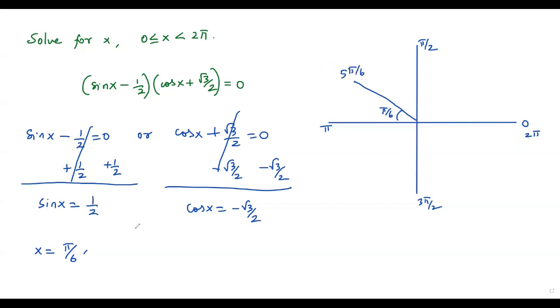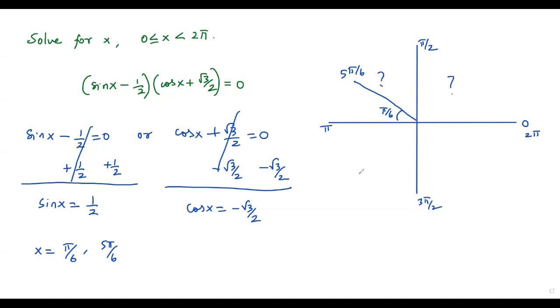Let me write it over here. So the angle measure in the second quadrant is 5 pi over 6, for which the value of sin is 1 half. And I won't be getting any more solutions for this equation because we have positive values for sin only in the first quadrant over here and the second quadrant over here.